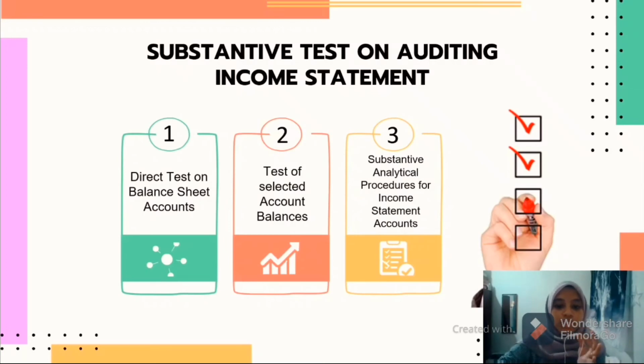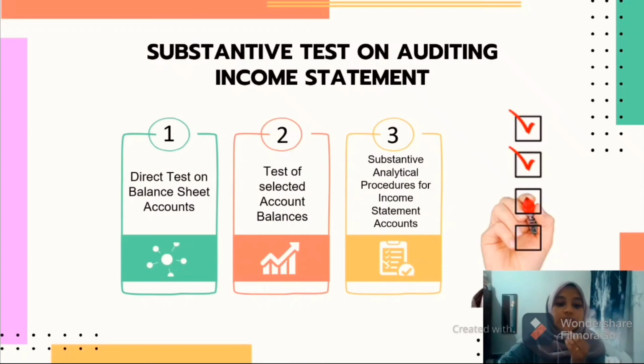I will discuss the first way, which is the direct test on balance sheet account. It is normally audited in relation to the balance sheet account. For example, when auditors audit the allowance for uncollectible accounts, the bad debt expense is also tested. Similarly, when auditing notes receivable, the auditor can also test the interest income.